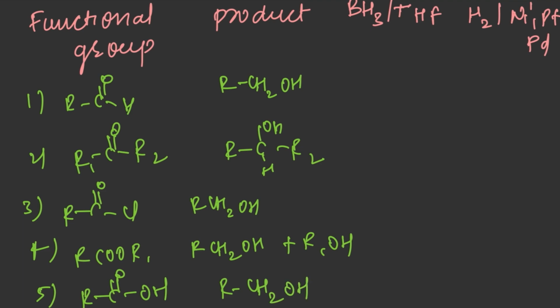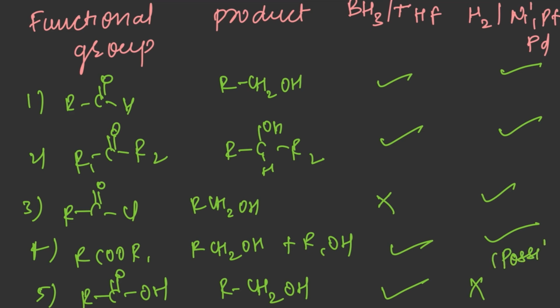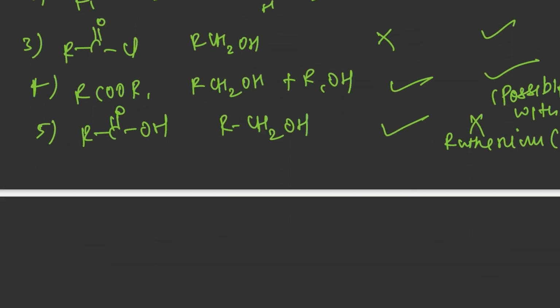We know its product, but will BH3 reduce it? Yes, it will reduce. But we have seen with Cl it doesn't reduce, because chlorine pulls electron density from the double bond O part, so it doesn't react. It will react with hydrogen nickel platinum. But with acid it generally doesn't react. It is possible with ruthenium carbon only.